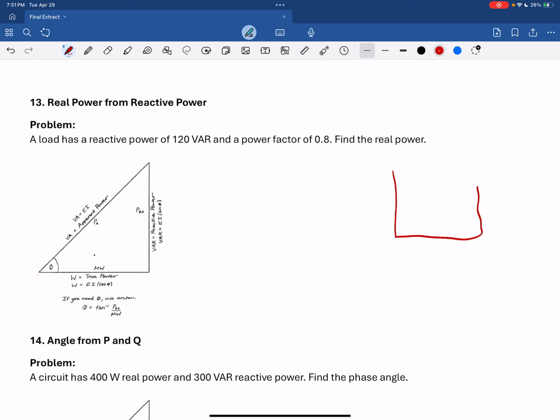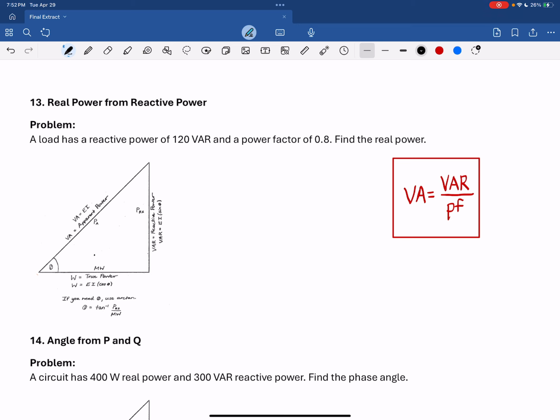So make yourself a box or something out of the way. And in that box, put this information. Apparent power is equal to reactive power divided by the power factor. We're going to need that here in just a second. So let's move slowly on this problem.